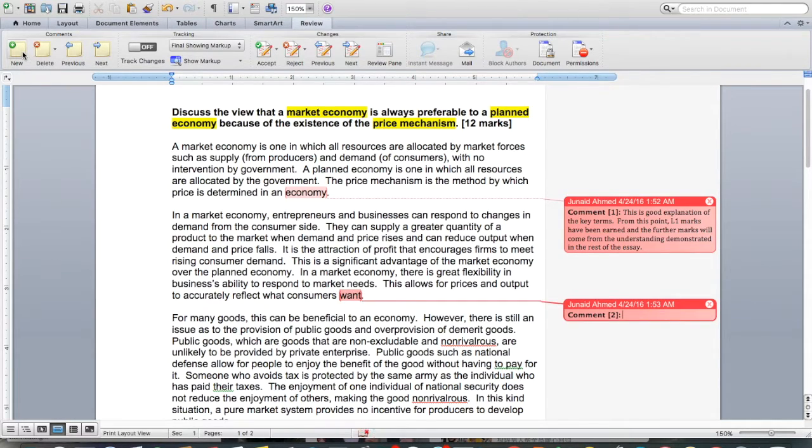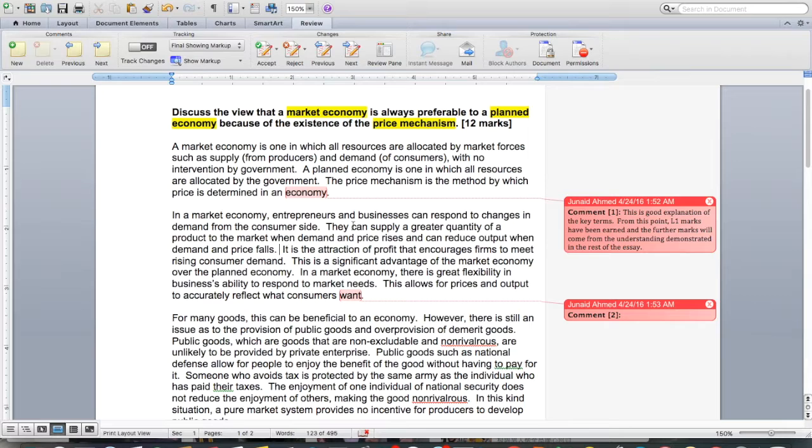So this is going to be analysis, and the point that we're going to make is that entrepreneurs and businesses can respond to changes in demand from the consumer side. So they can supply a greater quantity of product to the market. So this part is the application. What we want to get to is the analysis. And they overlap very closely. But ultimately, the difference between application and analysis is that analysis answers the so what question.